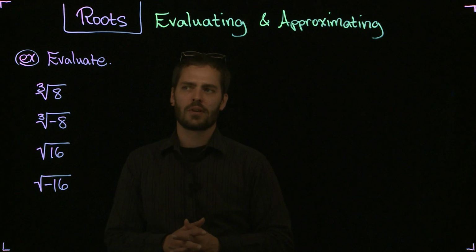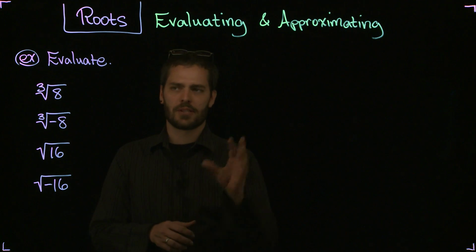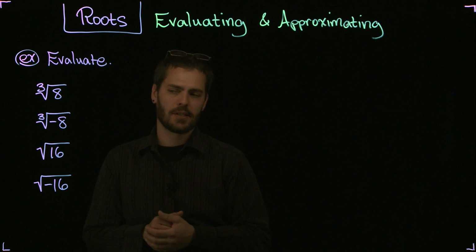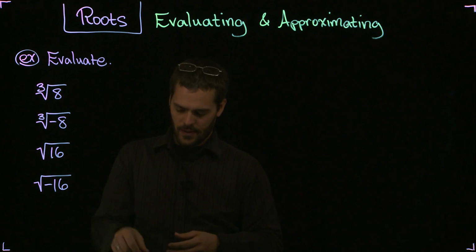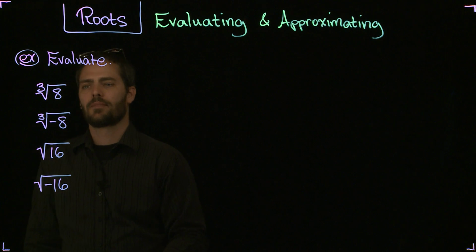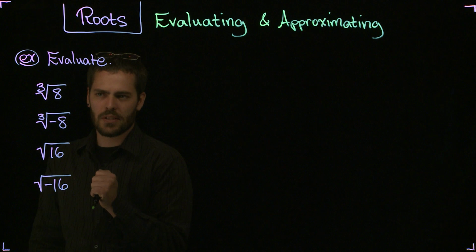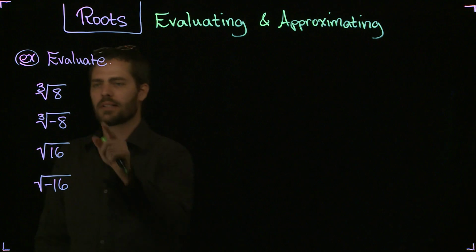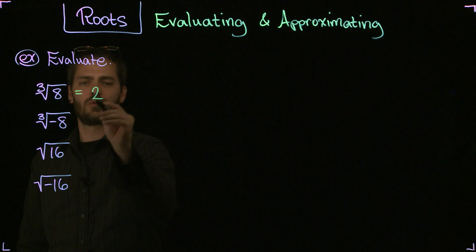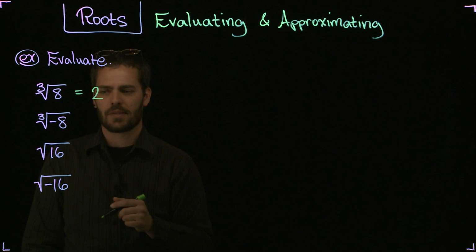Okay, we have a few more examples of evaluating, and then I'm going to show an additional example of evaluating where we come up with an approximation. So all of these over here on the left, let's take a look at first. The cube root of 8. Remember, we're asking a question. The question is, what to the third power is 8? The answer is 2, because 2 cubed is 8. 2 times 2 times 2 is 8.